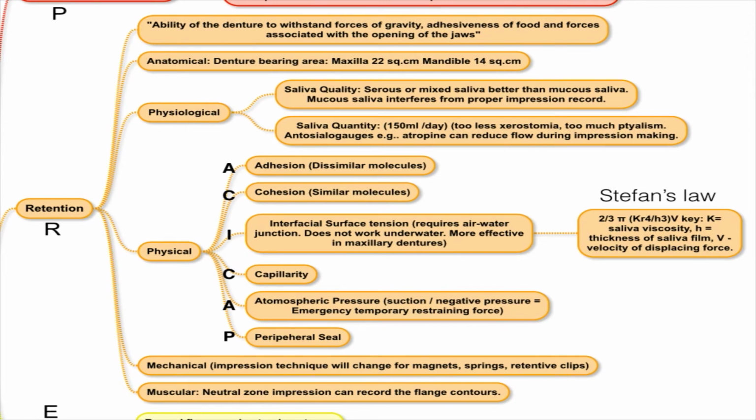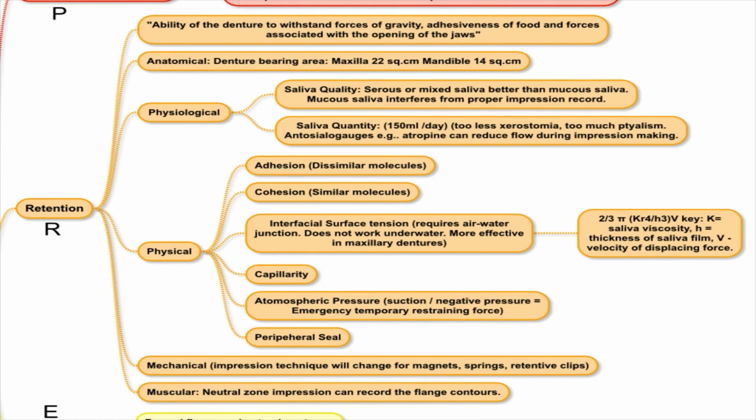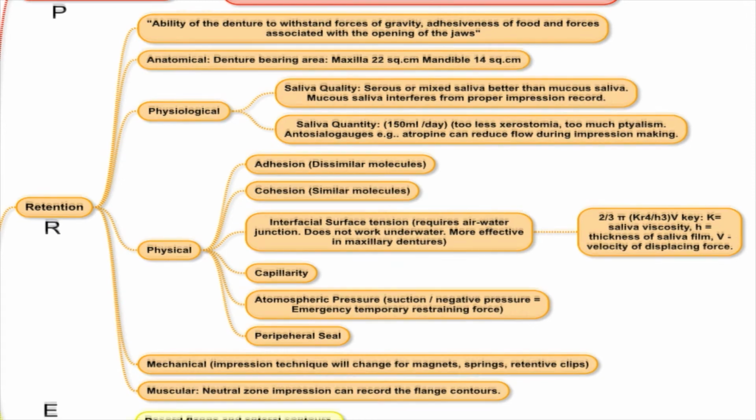Interfacial surface tension requires a proper air-water interface. So the upper denture will have better interfacial surface tension based retention because there is less amount of saliva, whereas in the lower denture, the saliva is basically soaked inside and so you will not have good retention. For example, if you look at this glass slab, if you have a drop of water between the two, it will stick together. But however, if you have plenty of water, the slabs will come apart easily, they will not stick anymore. So the interfacial surface tension can be calculated by the Stefan's law. It is given by 2 by 3 pi kr per 4 by h cube into v. So k is a constant, R is the viscosity of saliva, H is the thickness of the salivary film and V is the velocity of the displacing force. This is an important formula.